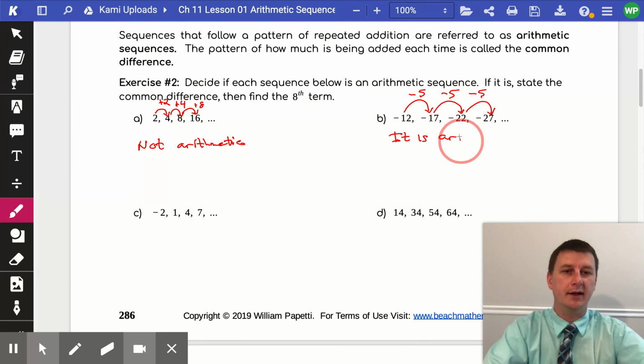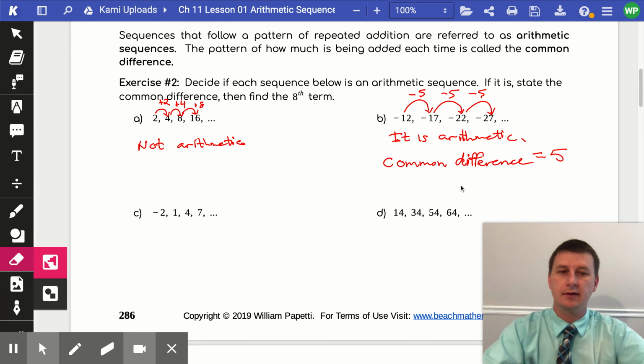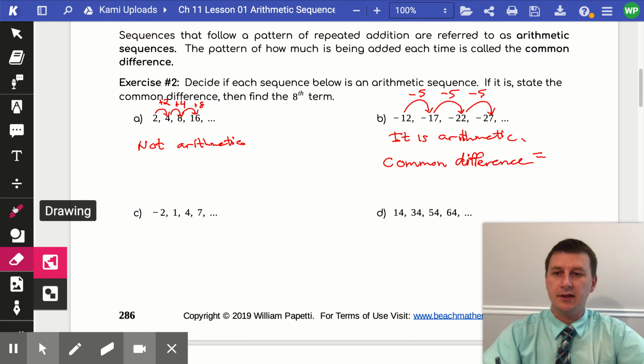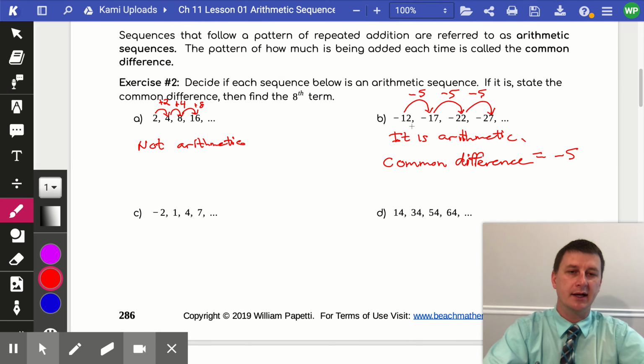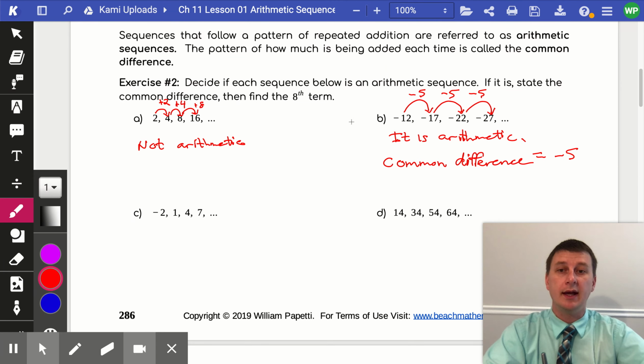It is arithmetic. And it says, if it is, state the common difference. So we're going to write the common difference is 5. Oh, no, it's not. Hold on. We have to be careful because our common difference is negative 5 because we're adding that negative 5 every time. Be careful with your signs. And then find the eighth term.